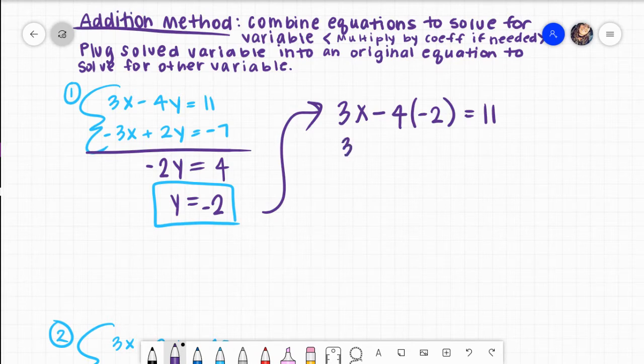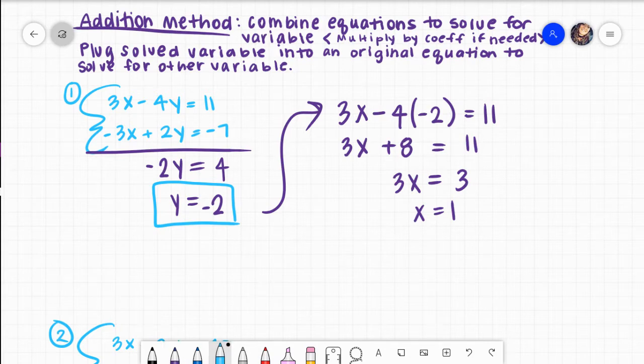So I have 3x, 4 times 2 is 8. Signs are the same, so it's positive. Our equal sign and 11. Move our 8, it's positive, which means it'll be negative. We would get 3x equals, for 11 being positive and a negative 8, signs are different. You subtract, keep the sign of the larger, and then we would divide both sides by 3. We get x equals 1.